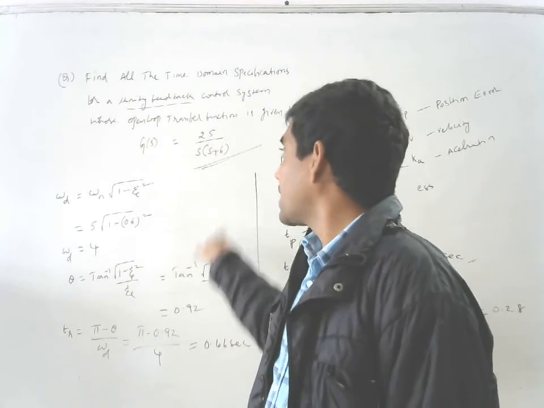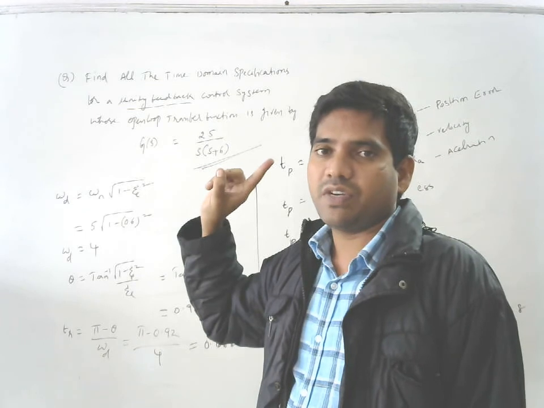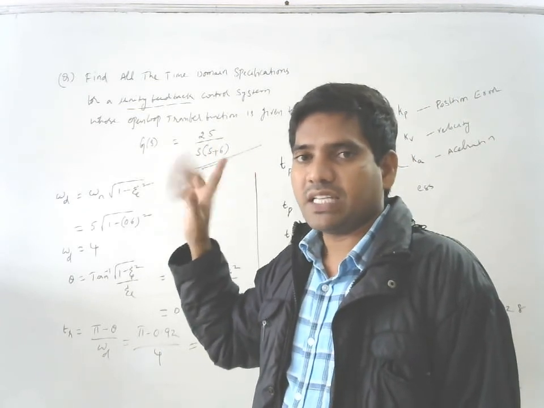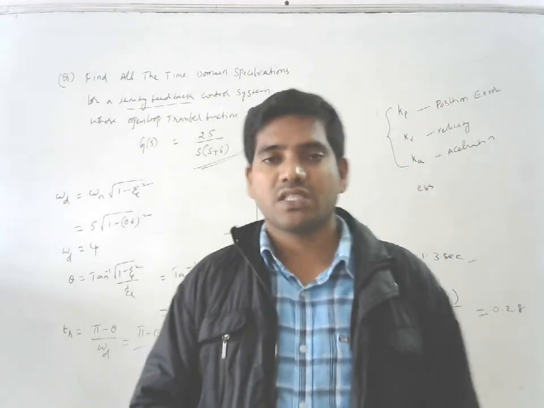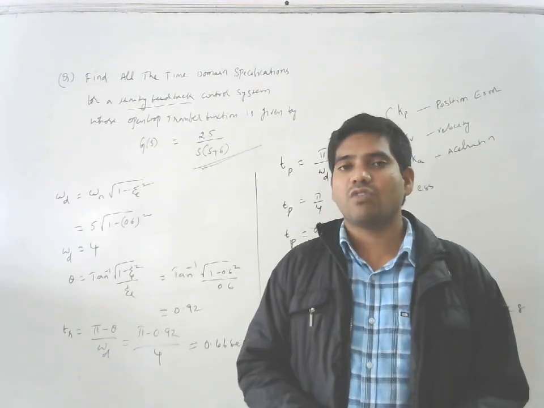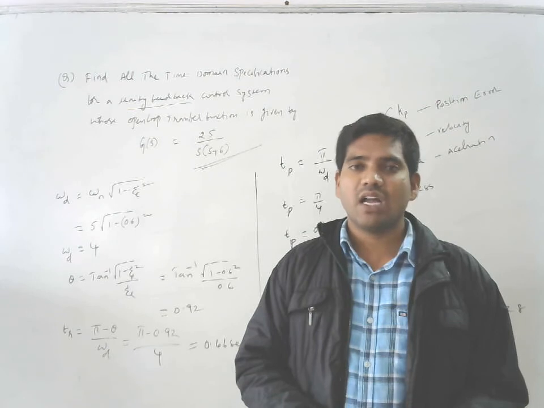So we need to convert this transfer function with a unity feedback system. Unity feedback system is G of s divided by 1 plus G of s into H of s. That thing only we need to consider. From that we are getting the transfer function. For that transfer function we need to compare the values of omega n, zeta, and omega d. All values we need to compare.